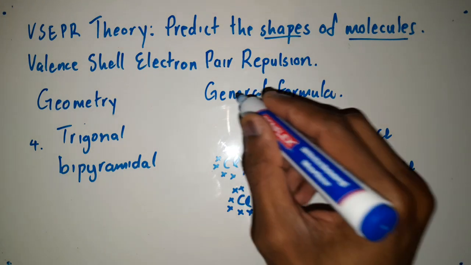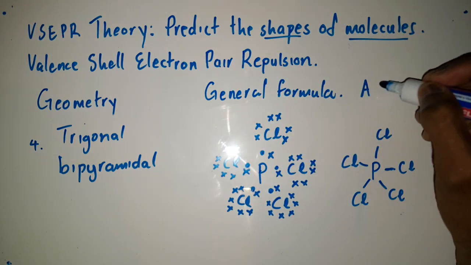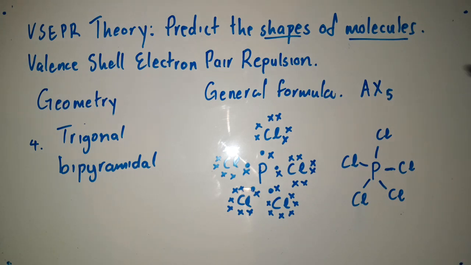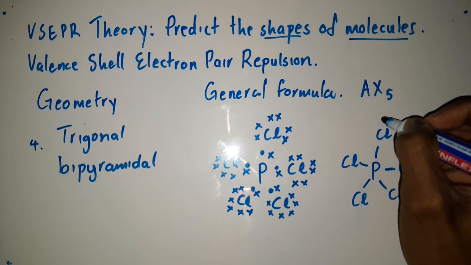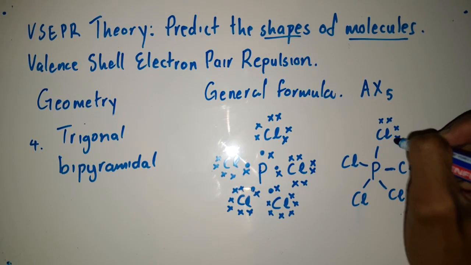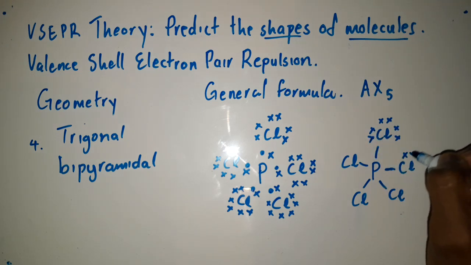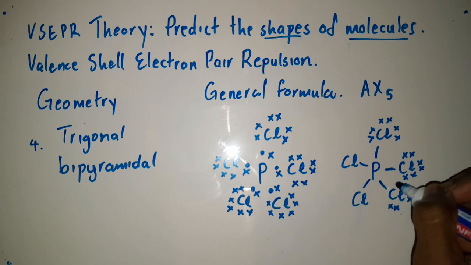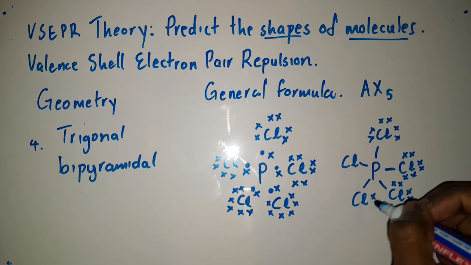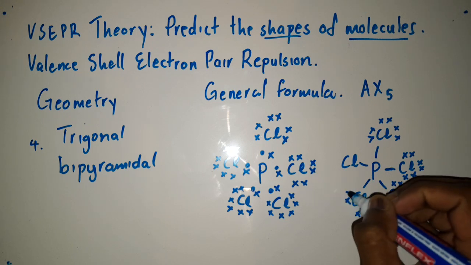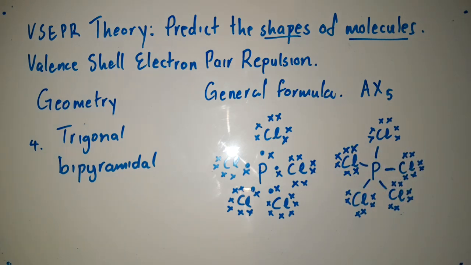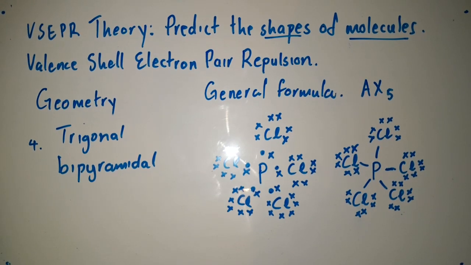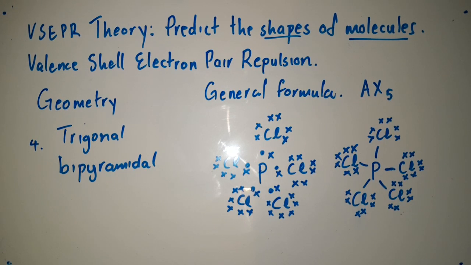Don't forget that its general formula was given by AX5, like this. You see, then if I were to include the valence electron for this one, I'll do like this. Do you understand? Like this. Then now we have the structure of what? Of phosphorus pentachloride. Then let us continue.